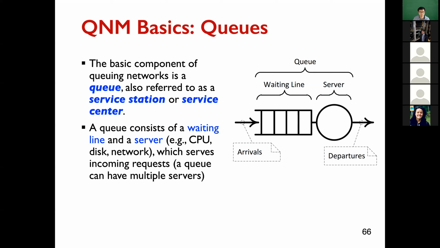It has two parts: a waiting line and a server. The waiting line is like when you want to visit a clinic, you wait in a waiting zone. The server is when you actually talk to the doctor, that's the service time. In software systems, the server can be one CPU, one disk, or one network unit. So the entire thing, waiting line and server added together, is a queue. Queuing network models represent every basic component as a queue.